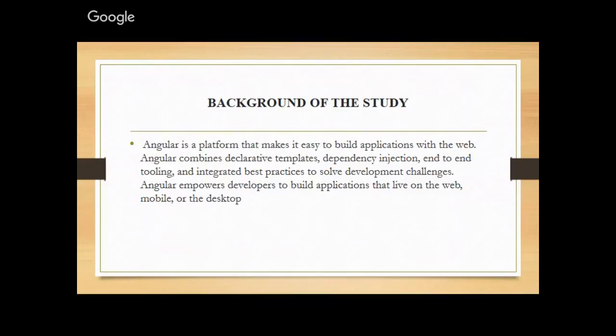Angular combines declarative templates, dependency injection, end-to-end tooling, and integrated best practices to solve development challenges. It empowers developers to build applications that live on the web, mobile, or the desktop. Most of these things were not available before Angular came along. It was much more difficult to build web applications, but with Angular, it's easier for a developer to solve issues that come with building web applications or single page applications.